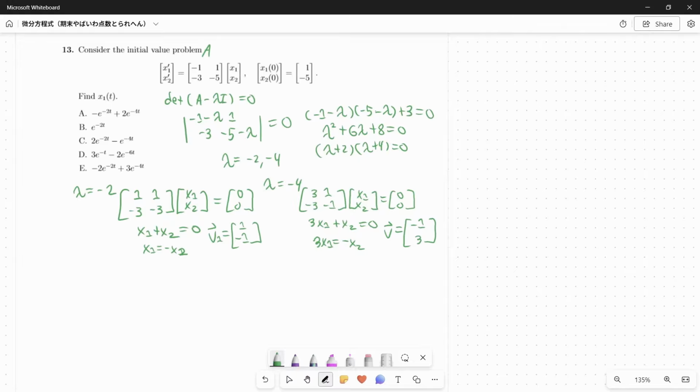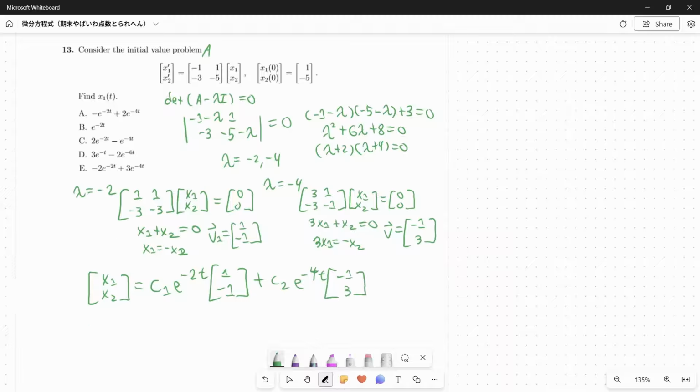And that's just as simple as attaching an e to the lambda t term to each of our eigenvectors. So you should end up with a general solution that takes the form of, let's say, x sub 1, x sub 2 is going to be equal to some constant c sub 1 times e to our first eigenvalue of negative 2t times its corresponding eigenvector of 1 and negative 1, plus c sub 2 times e to the negative 4t times its corresponding eigenvector of negative 1 and 3.